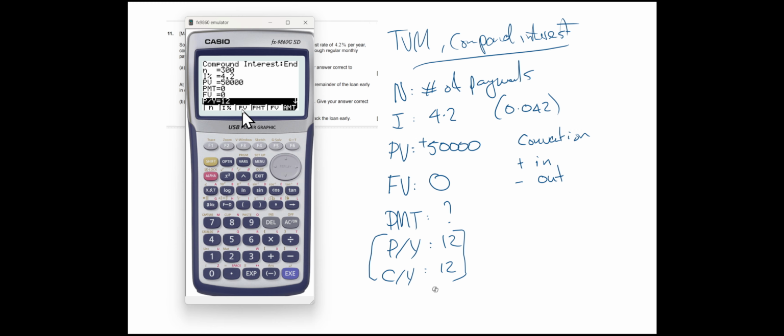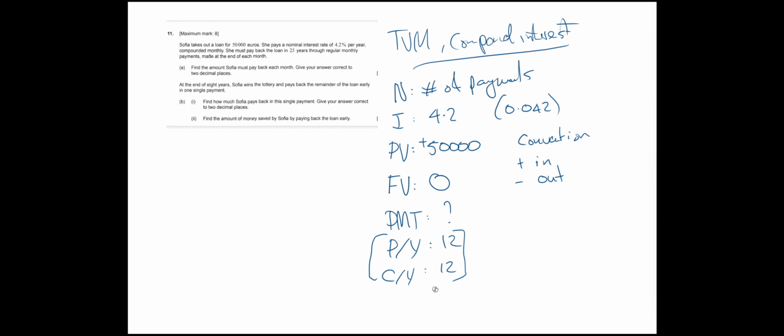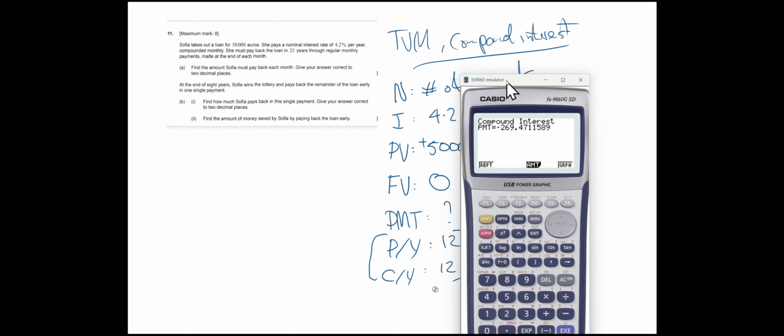So now that it's all entered, we're going to get these options at the bottom, and it's going to give us the amount, but I don't want to go there. We want payment, PMT, and it's going to be that 269.47. Now, some calculators will give you a slightly different number because they round it slightly differently. Some calculators only look at the cents and then calculate it, and the Casio calculators look at this 11589 and work those in as well. So they're going to get a slightly different answer, but the markers know this. So as long as you put what's in the calculator, you're fine.